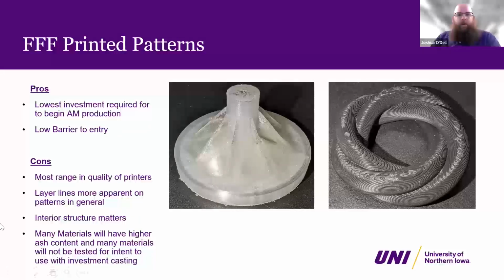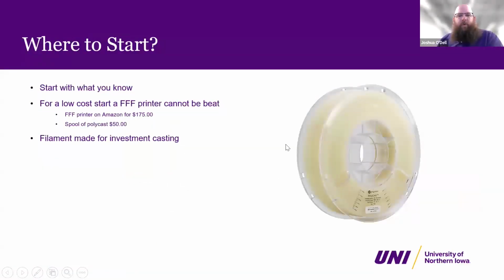So I often get asked, where's the best place to start for using AM for investment casting? And it's usually right here, the fused filament printer. There's printers on Amazon for $175. You can get a spool of the PolyCast, that's the filament used specifically for investment casting, for another $50. So for $225, you can start making your prototype patterns today. Well, it's Amazon, so it's 3-day shipping, my bad. But yeah, you can get started soon.